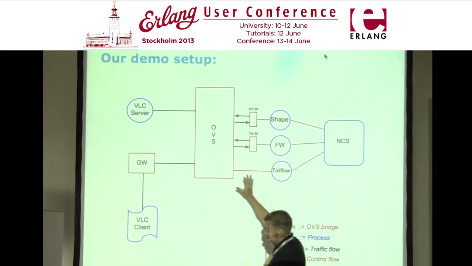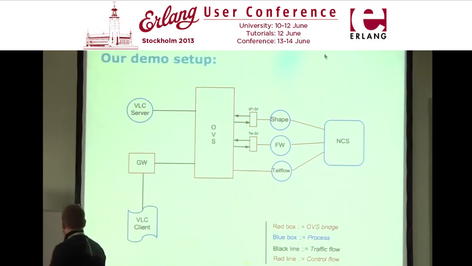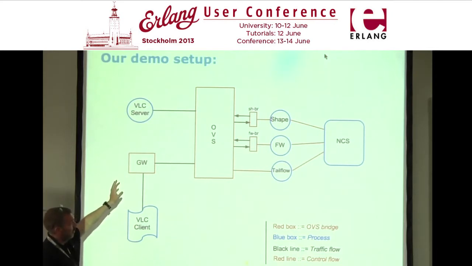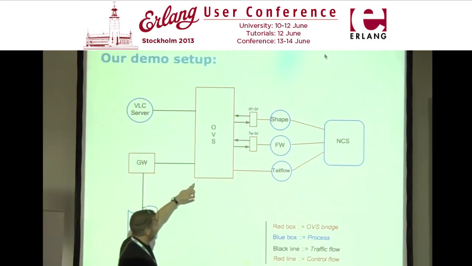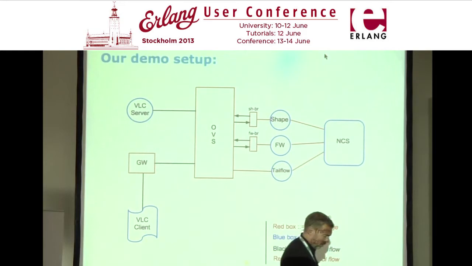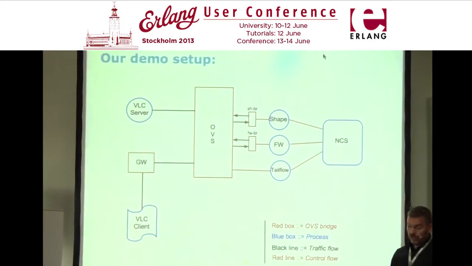All of this up here is running in a virtual machine that we have set up using Vagrant to make it very easy to script it and set it up for people. And from outside of that virtual machine, we have just an ordinary browser. So it can go to this VLC server, and the traffic will go through the switch and change depending on how we have configured it, and we can limit the traffic speed through the shaper, etc. And it's controlled by NCS, of course.